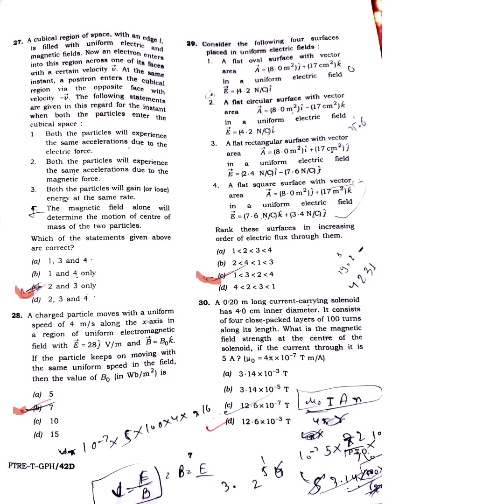Now 30th question. A 0.2 meter long current carrying solenoid has 4 centimeter inner diameter. It consists of 4 closely packed layers of 100 turns along its length. What is the magnetic field strength at the center of the solenoid if the current through it is 5 ampere? So answer D, 12.6 into 10 to the power minus 3 Tesla.